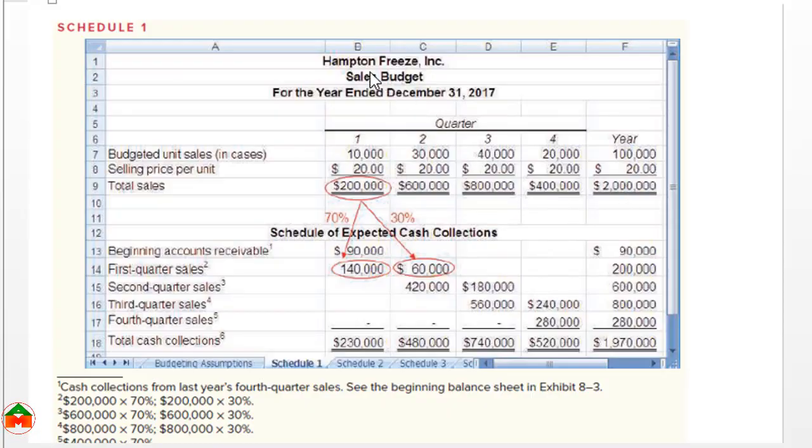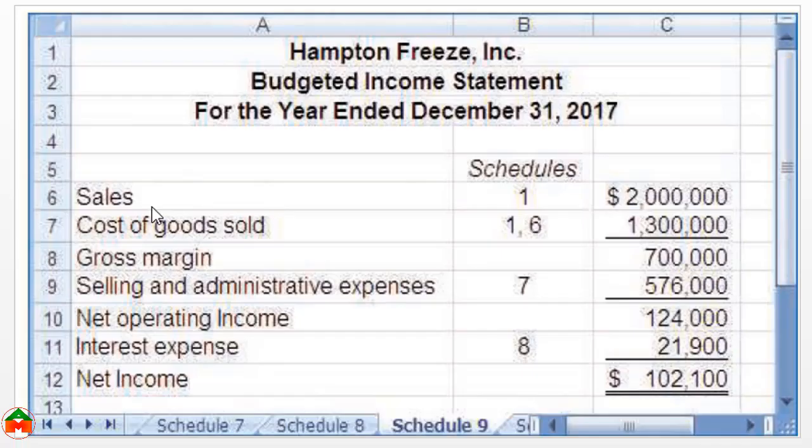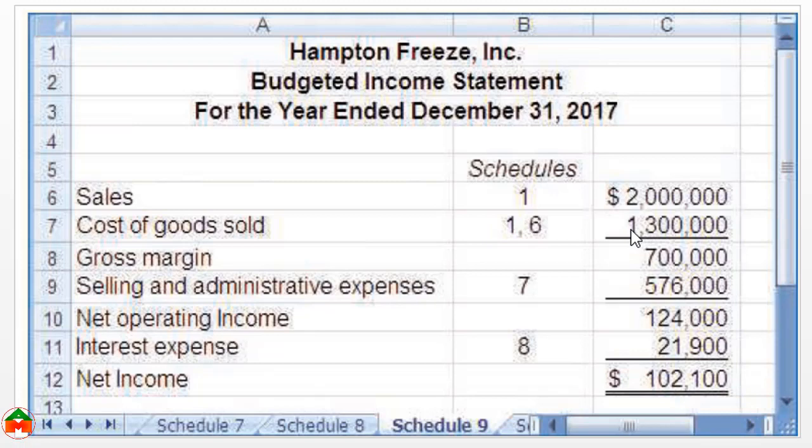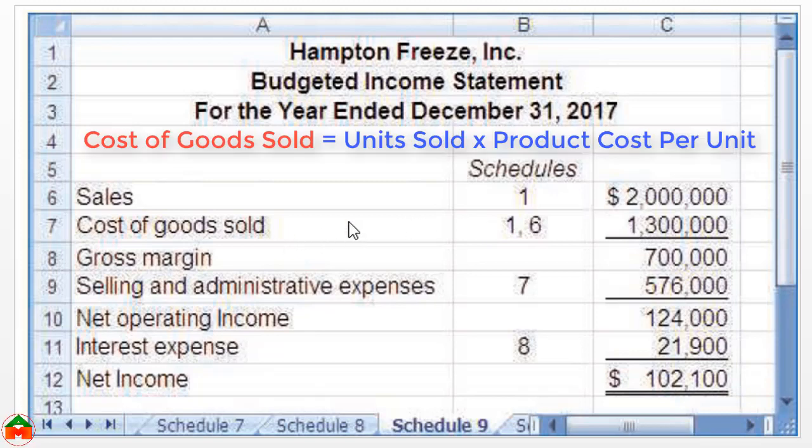This is the sales budget which was prepared in the previous tutorial, and we can see our total sales in the year column. This is the amount which should be taken to the budgeted income statement. So this sales amount has been taken from the sales budget from the total year column. Then we can see cost of goods sold. This cost of goods sold can be calculated by multiplying the unit product cost with the units sold.